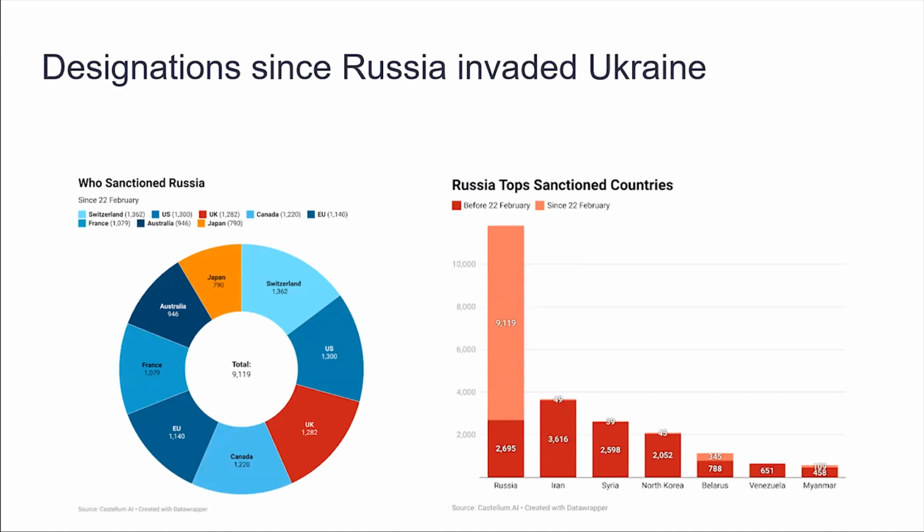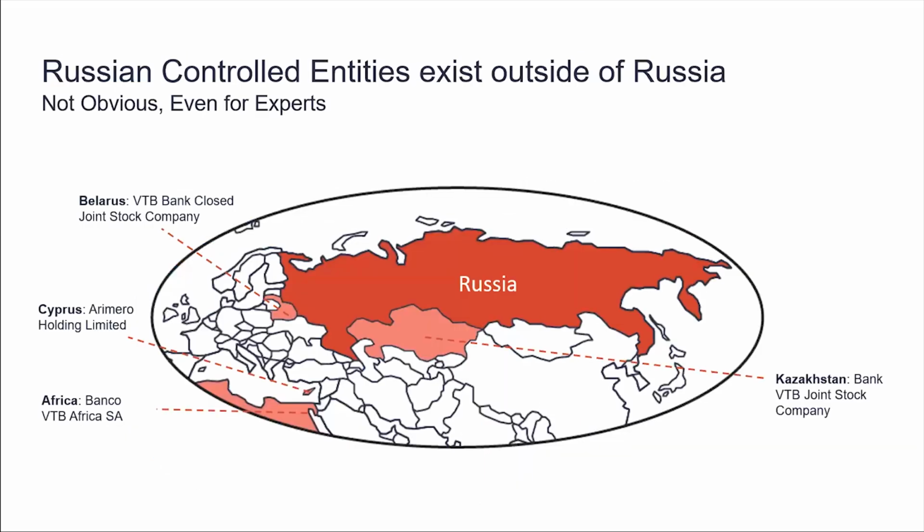Complicating it, the designations that have been made by different countries for different kinds of sanctions over Russia and these other regimes number in the thousands. So just keeping track of the rules is hard. And you might say, well, I don't really have to worry about it. I can ignore it. But the Russian-controlled entities exist not only in Russia, but also in Africa, Cyprus, Kazakhstan, Belarus, you might expect. But there's a global issue here with sanctions that when you're talking about controlled entities, Russian or not, you have to be aware of.